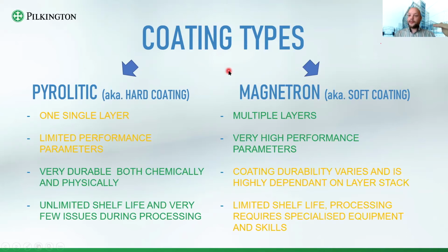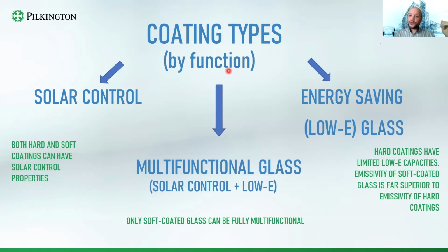Let's go and see that step by step. But first, let us talk about how we can divide coatings by their functions. What functions can they perform in the architectural sense? First one is, of course, solar protection or solar control.